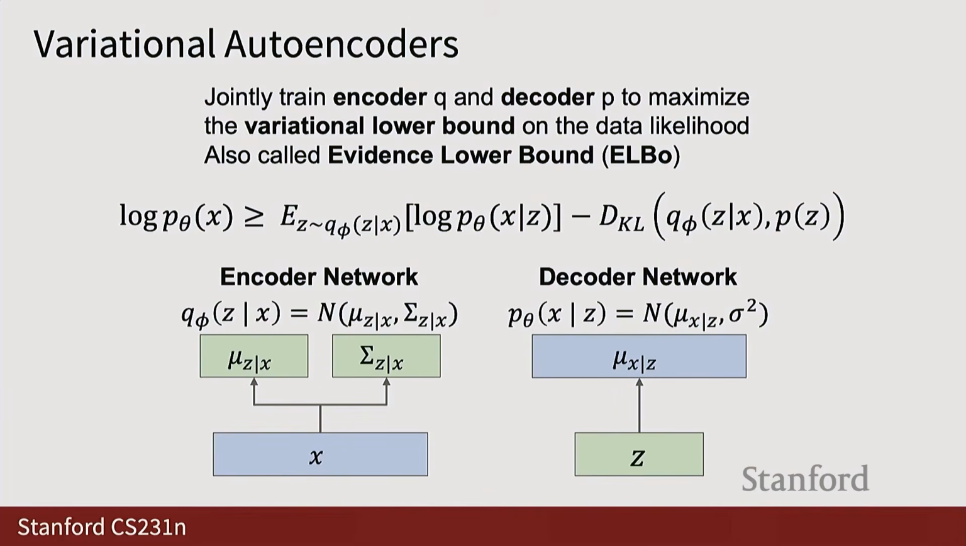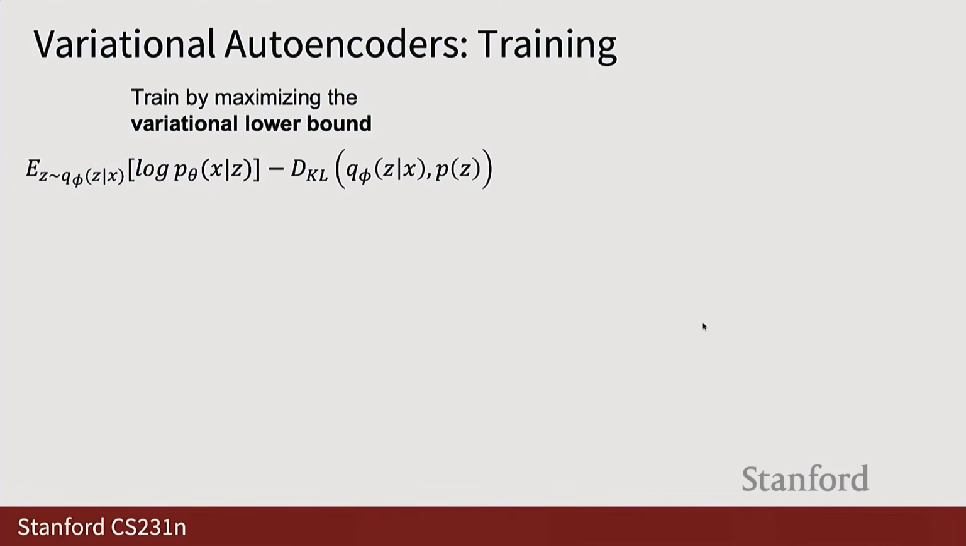You're going to jointly train an encoder q and a decoder p to maximize what's called a variational lower bound on the true data log likelihood. This is also sometimes called the evidence lower bound, or ELBO. So we're going to maximize the ELBO, and it has this particular term. We have this encoder network and this decoder network. That's what we do.